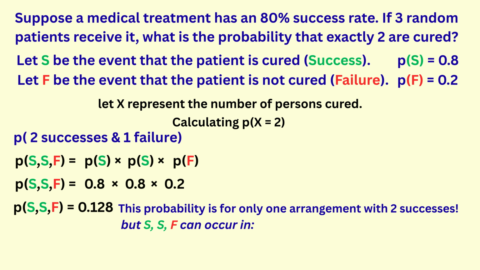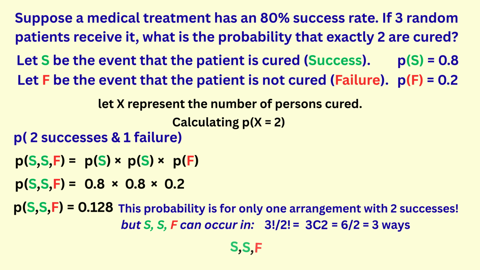But hold on, an arrangement that contains 2 S's and 1 F can occur in 3 factorial over 2 factorial ways. Since we are arranging 3 items with 2 items that are alike, 3 factorial over 2 factorial is the same as 3 choose 2, or 6 divided by 2, which is equal to 3. So an arrangement that contains 2 successes and 1 failure can occur in 3 ways.